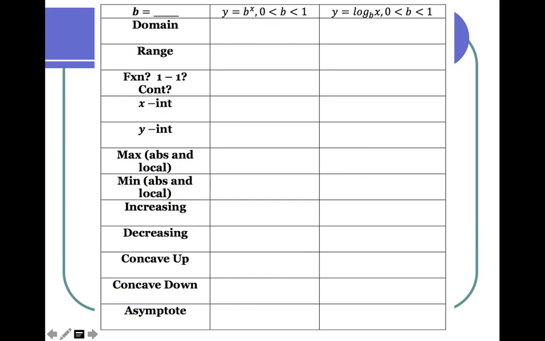So if we look at these characteristics, and again, a little bit hard, hopefully you got it down on your paper so that you can fill this in. The domain here is still going to be all real numbers. The range is still going to be from 0 to infinity. It's still a function, it's one-to-one and it's continuous. There's still no x-intercept, and the y-intercept is still (0, 1). Still no max or min. It's now not increasing, it's decreasing over that entire domain. It was still concave up, not concave down, and the asymptote is still at y equals 0.